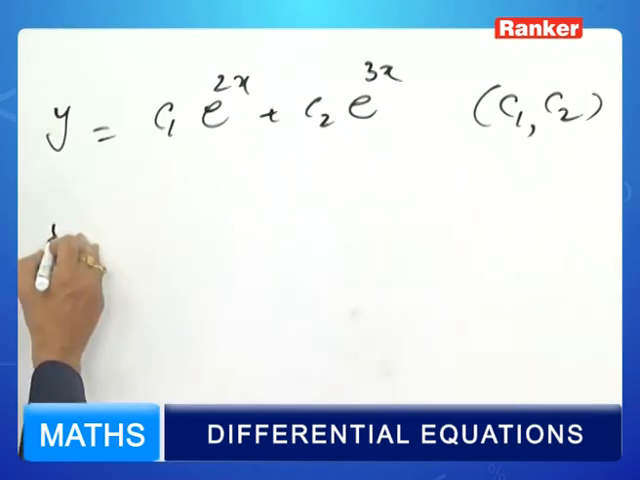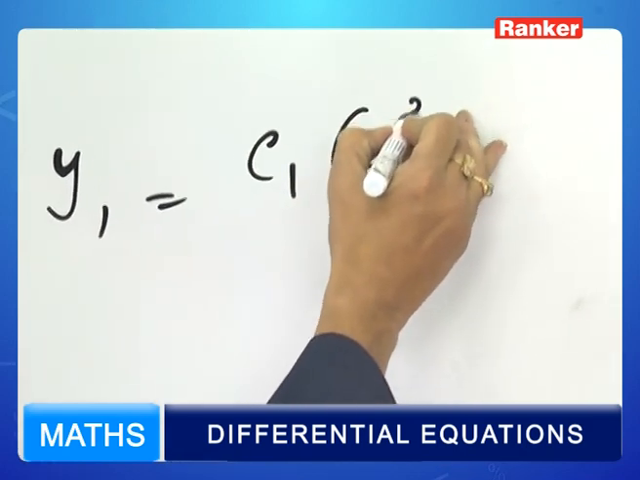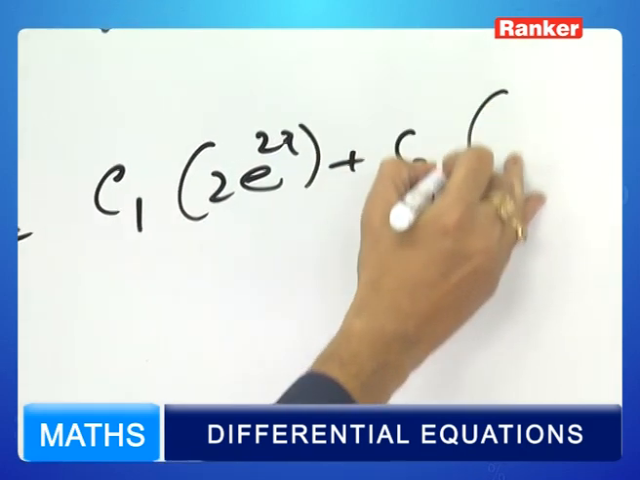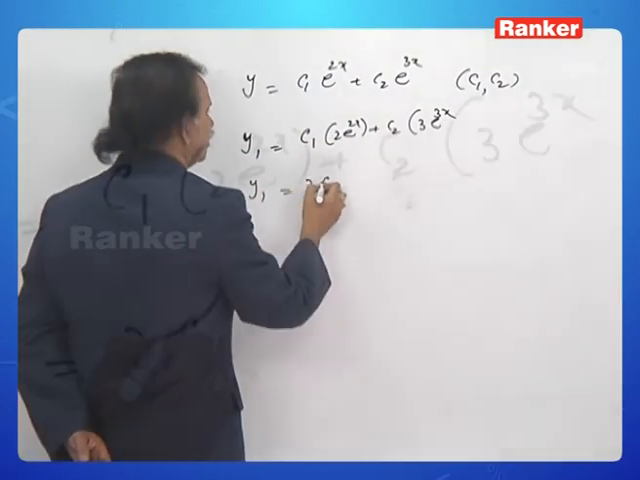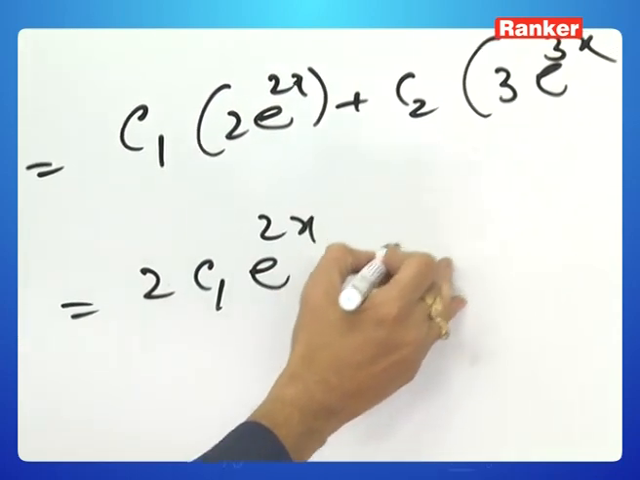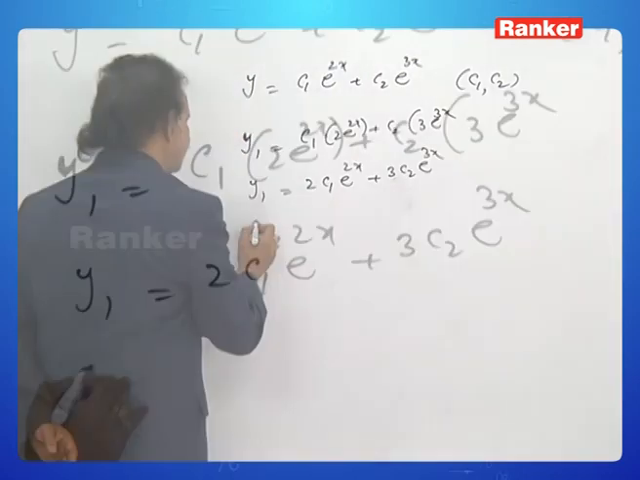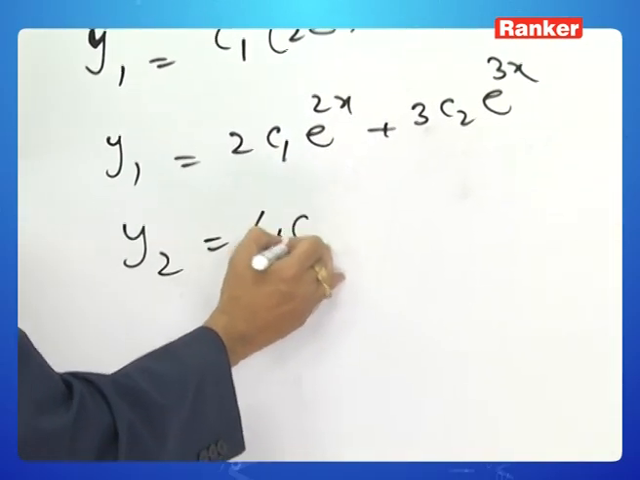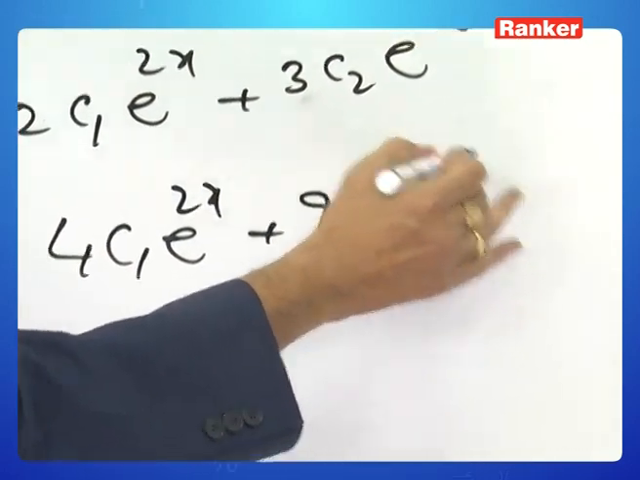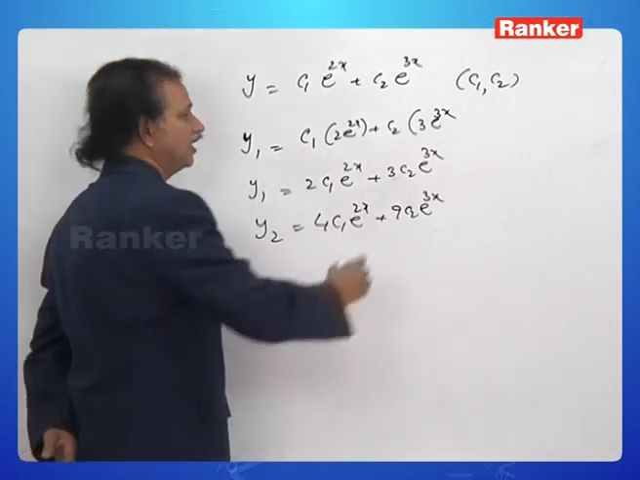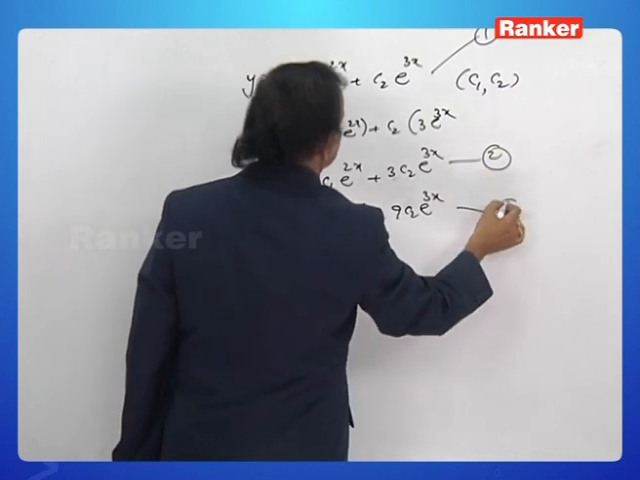Okay. First step of differentiation, y1 is equal to C1 into 2 e power 2x plus C2 into 3 e power 3x. Therefore, y1 is equal to 2c1 into e power 2x plus 3c2 into e power 3x. Again differentiate it, y2 is equal to 4c1 into e power 2x plus 9c2 into e power 3x. Am I correct? Yes. Now call this 1, this 2, this 3.